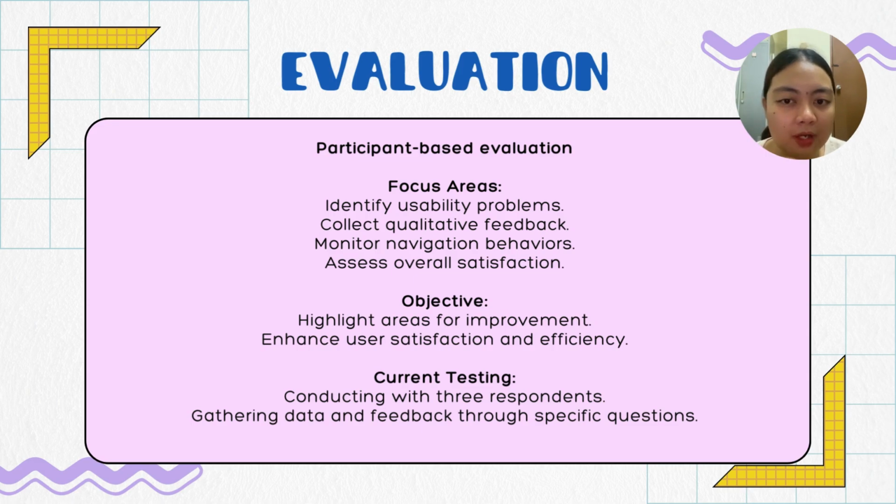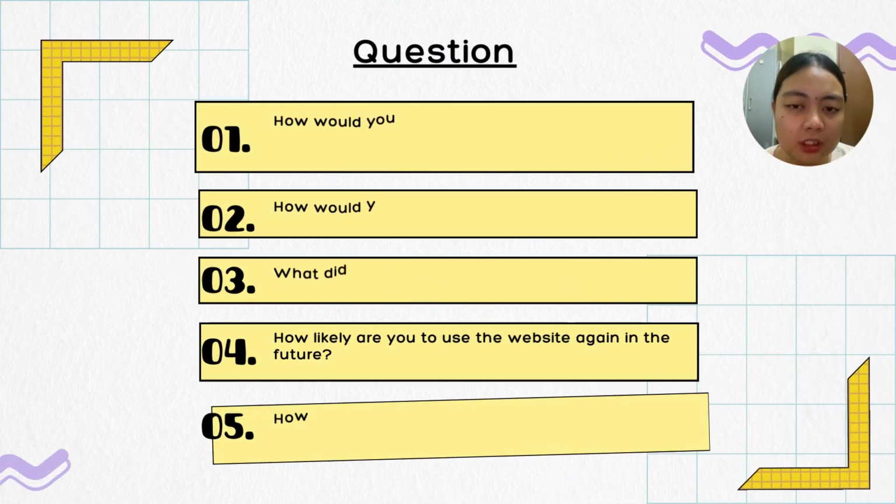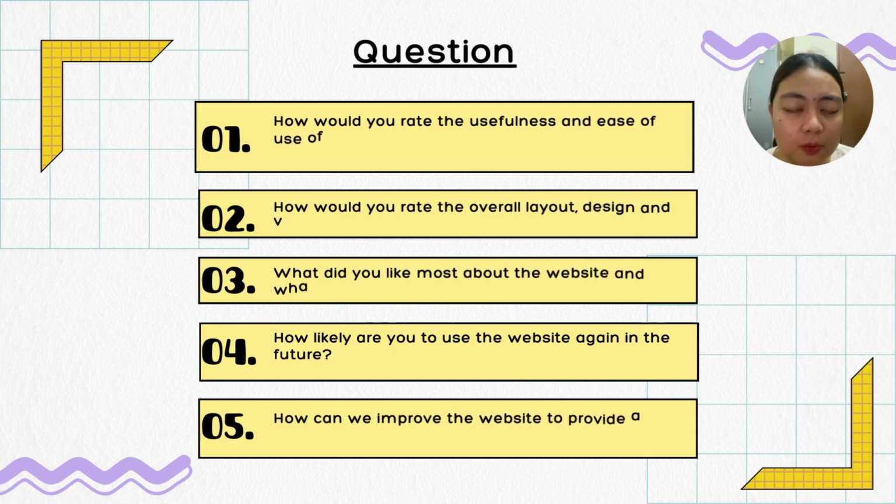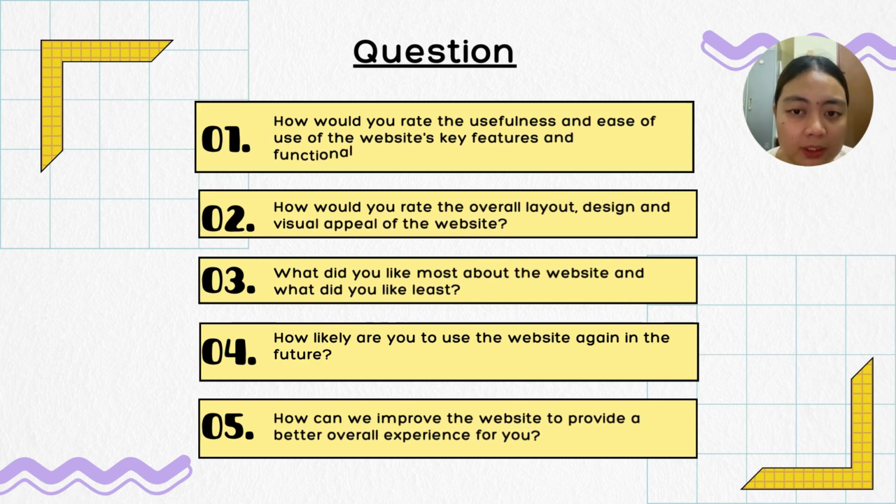There were 5 questions that we asked the 3 respondents. First, we asked about the usefulness of the key features and functionality of the website. The second is about the overall visual of the website. The third is what they liked most and least about the website. Next, we asked whether they are likely to use this website in the future. And the last question is how to improve the website to provide a better overall experience as a user.